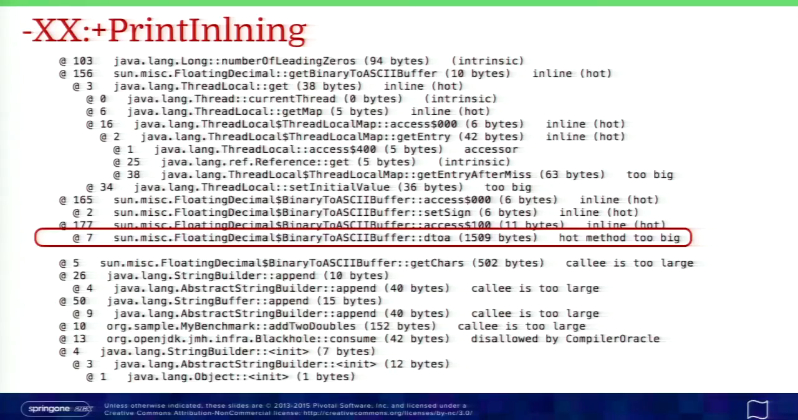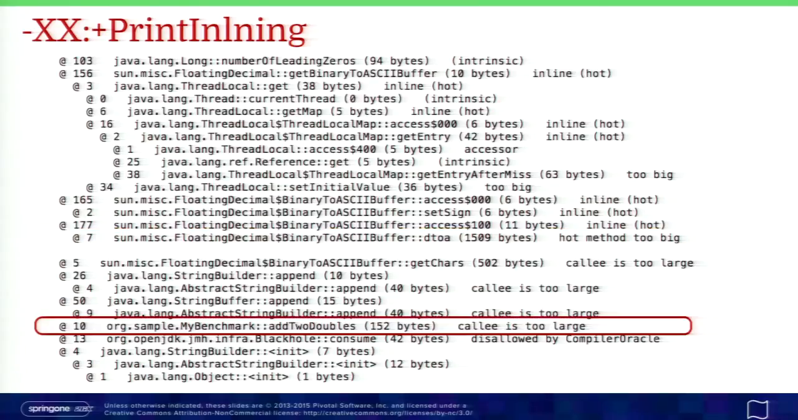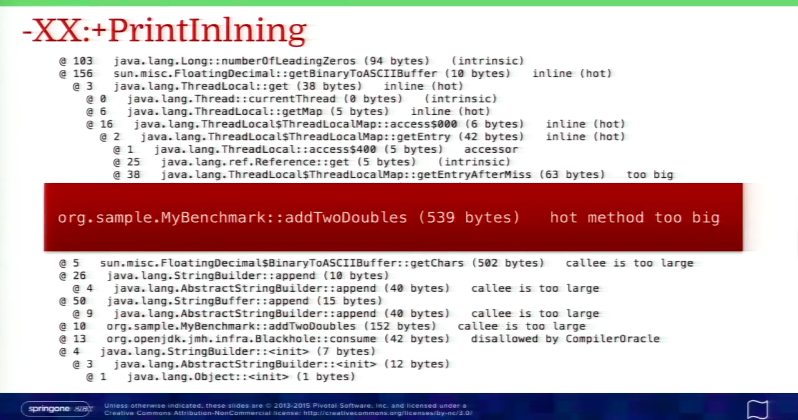Every line does not mean that it's something the JIT wants to inline. It's just giving you information. But generally, when you see hot, that means it's something it wants to inline. Now here we see our add two doubles method, and we see callee too large. And if we scroll down more, we see hot method too big. So this is bad. Our add two doubles, for some reason, is not getting inlined.